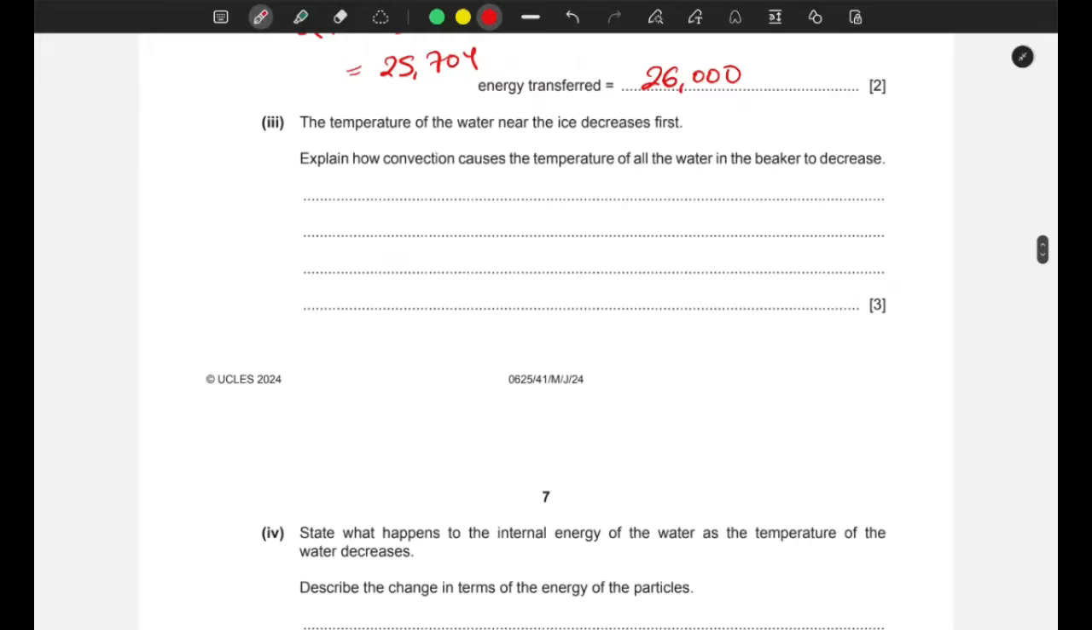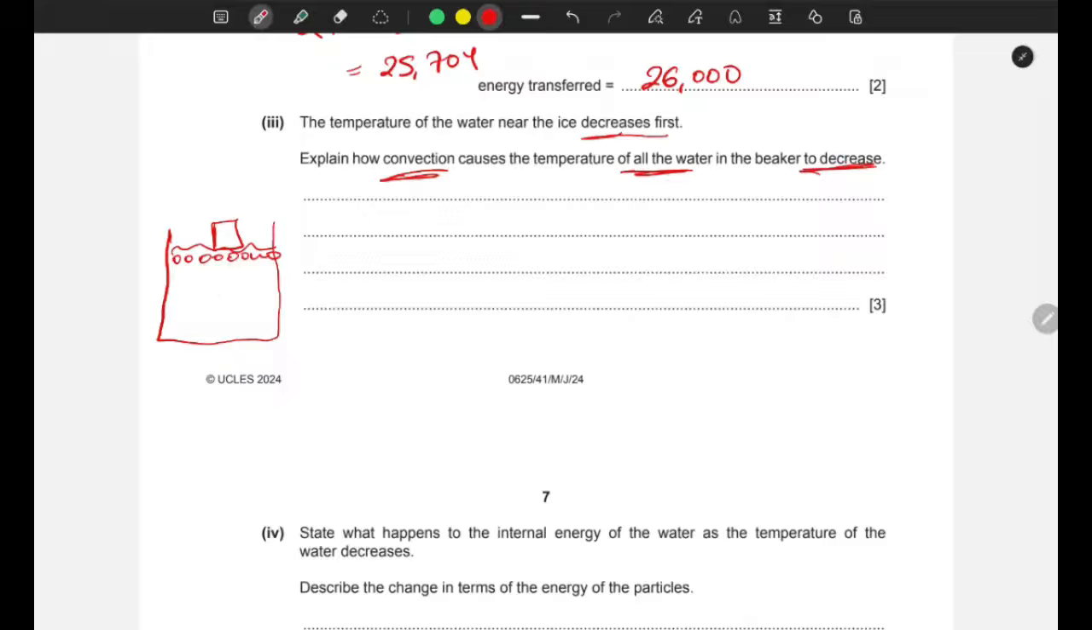Part 3. The temperature of the water near the ice decreases first. Explain how convection causes the temperature of all the water in the beaker to decrease. Alright, so to explain this, let me just redraw the diagram. So we have a beaker, the water, and the ice. What happens is the ice is cold, the water is warm. So there are water particles on top, and when they're in contact with the ice, they become cooler.